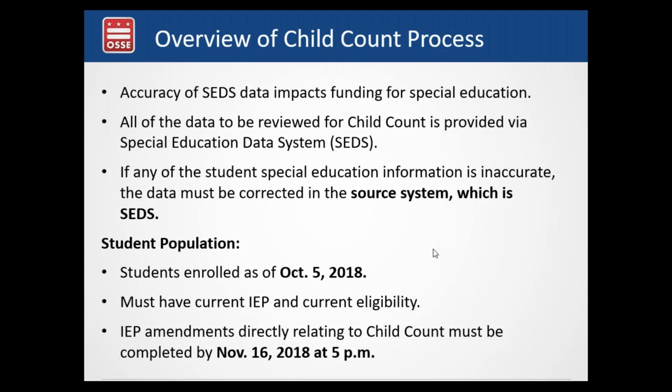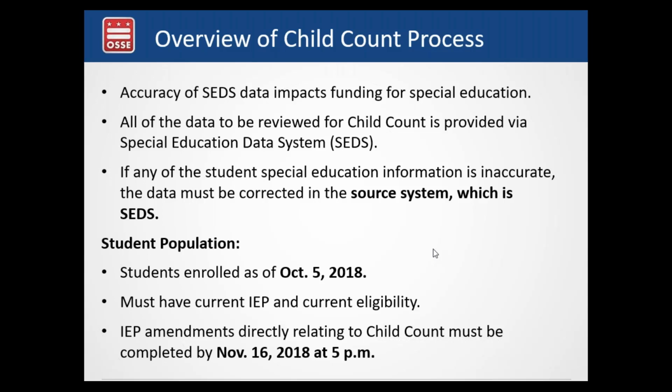Student populations enrolled as of October 5th, those are the students that will count as part of child count. They must also have, not just be enrolled as of October 5th, but must also have a current IEP and current eligibility. We'll get into some of those nuances a little further in the presentation.